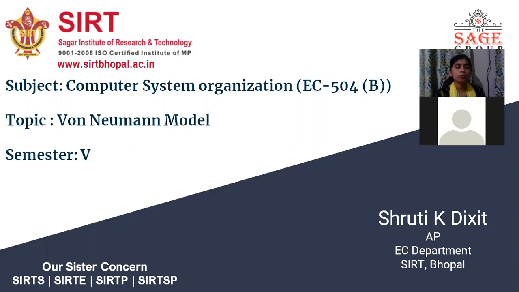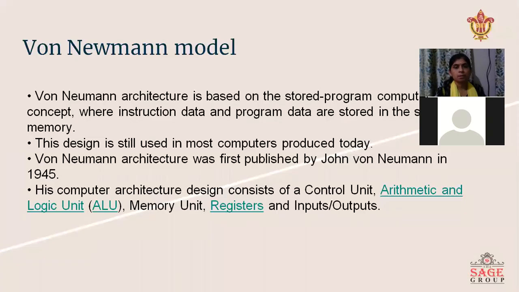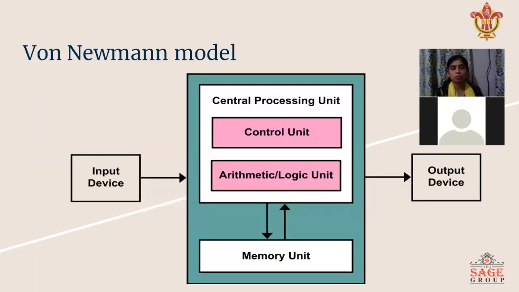Today we are going to discuss the von Neumann model topic from the Computer System Organization subject, having code EC504. This is a fifth semester subject. We are going to discuss the von Neumann model. Before discussing this theory, I want to show this block diagram. This is the block diagram of the von Neumann model.